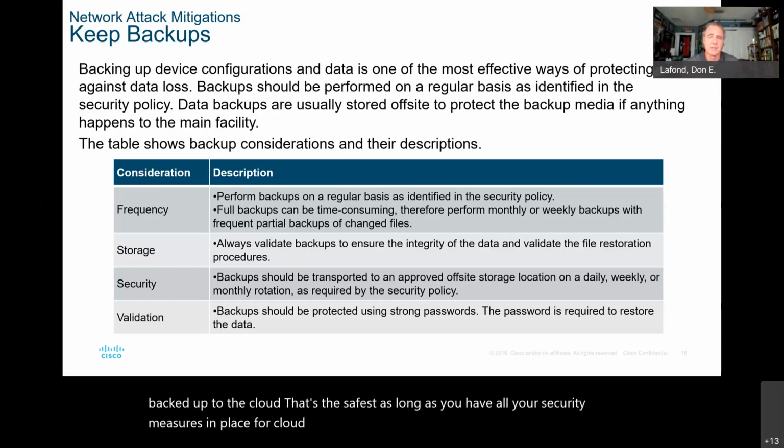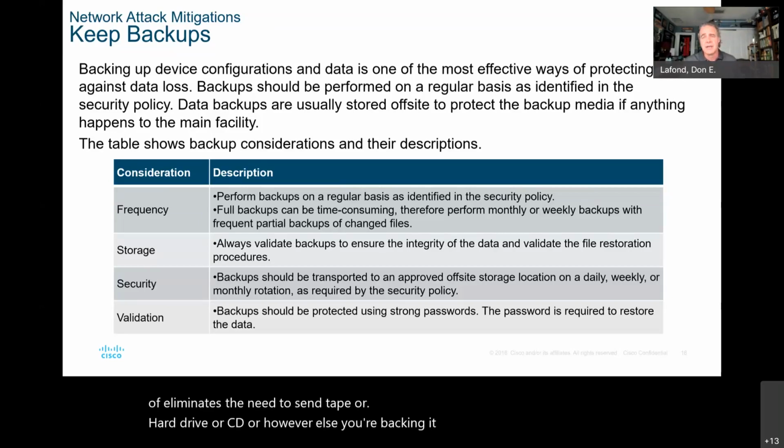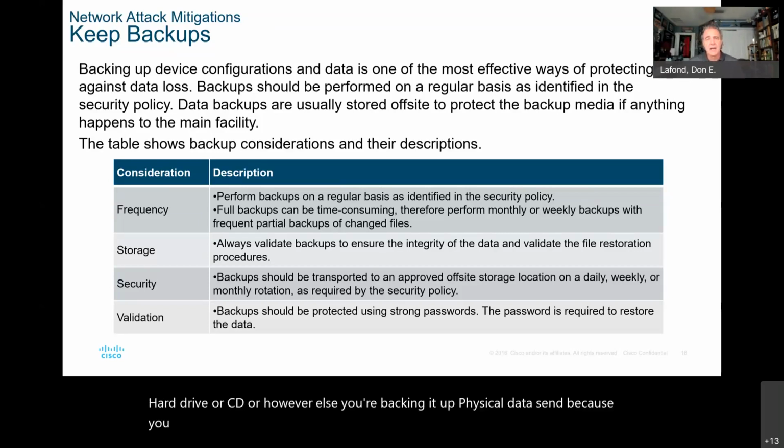If you can back up to the cloud, then that kind of eliminates the need to send tape or hard drive or CD or however else you're backing it up, physical data, because you have a cloud storage device that is backing up your data.